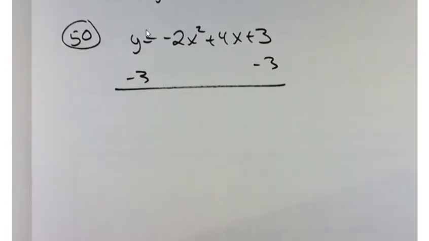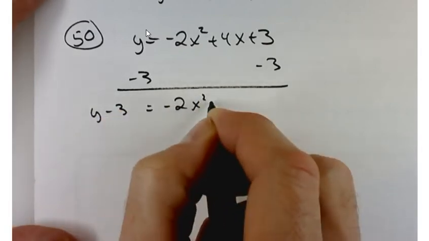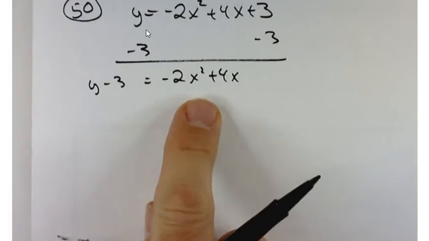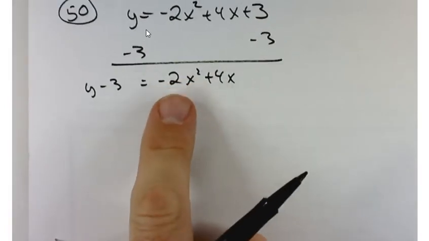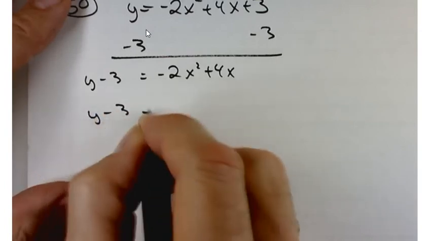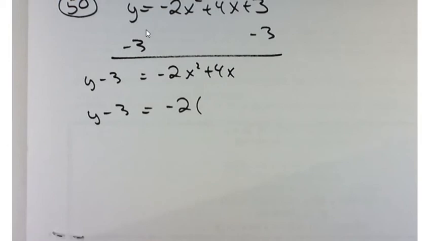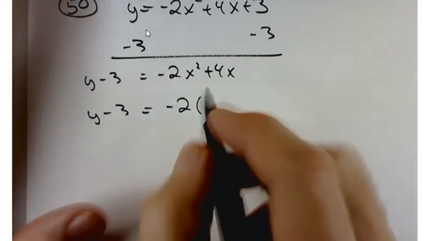Start out by getting the x's by themselves, so it's y minus 3 equals negative 2x squared plus 4x. I can't complete the square because the coefficient is something other than 1. So I'll factor out just the negative 2. Don't factor out the GCF. I know it's tempting, but don't factor out the GCF.